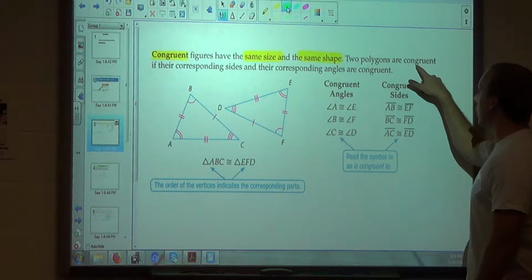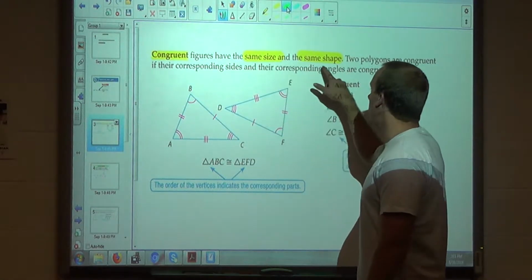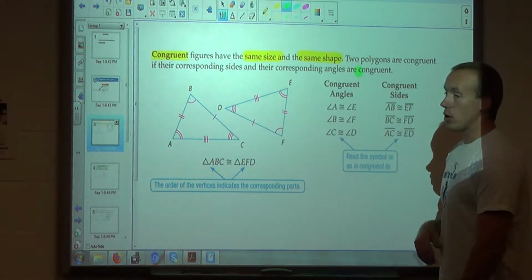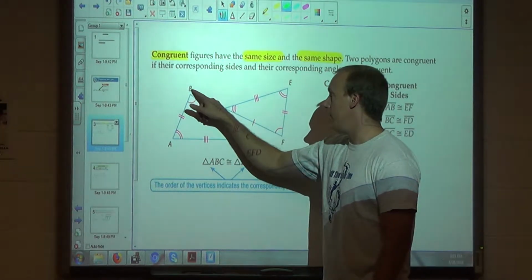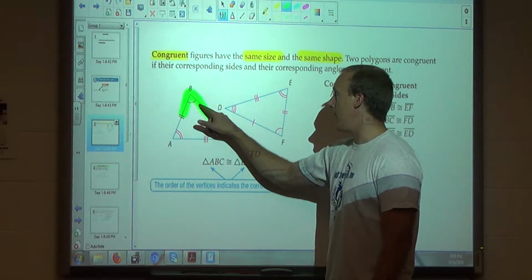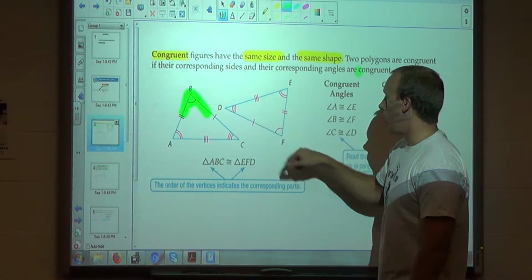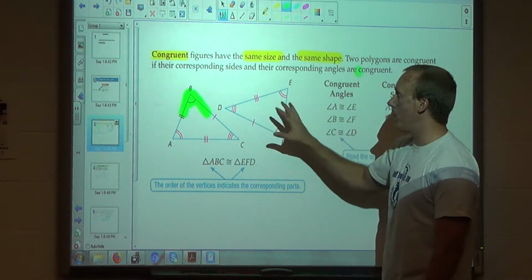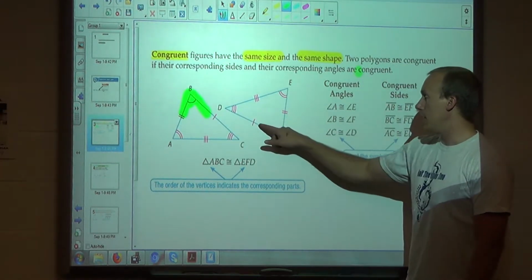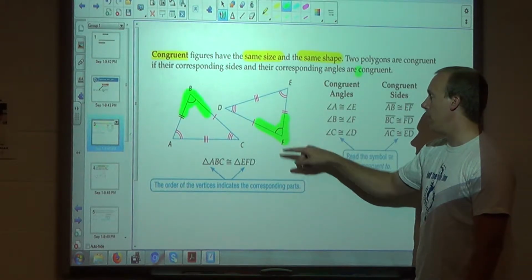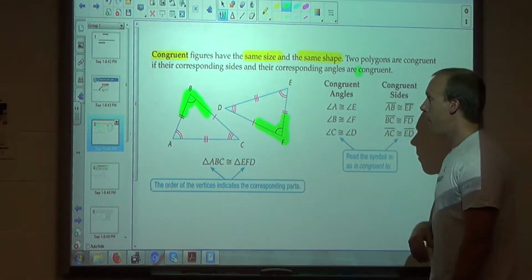Two polygons are congruent if their corresponding sides and their corresponding angles are congruent. So corresponding means in the same position. Let's look up here, angle B. If you look at angle B, that's this one right here. Notice it has one arc on it. What would be the corresponding angle to angle B on this triangle? You see how angle F would be the corresponding angle? Because there's one arc. So angle B corresponds to angle F.